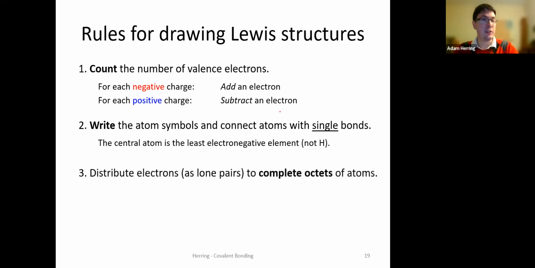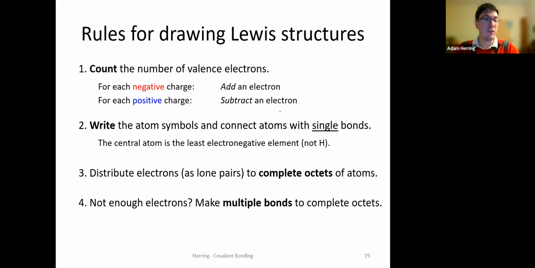Then what we do is we distribute the electrons as lone pairs to the atoms, starting with those on the exterior, in order to complete octets for each atom. Finally, we evaluate. If there's not enough electrons to make every element satisfied with an octet, then we make multiple bonds between the atoms that are missing the electrons in order to complete the octet.